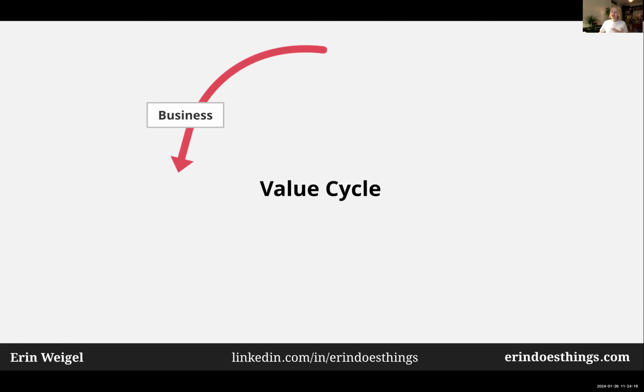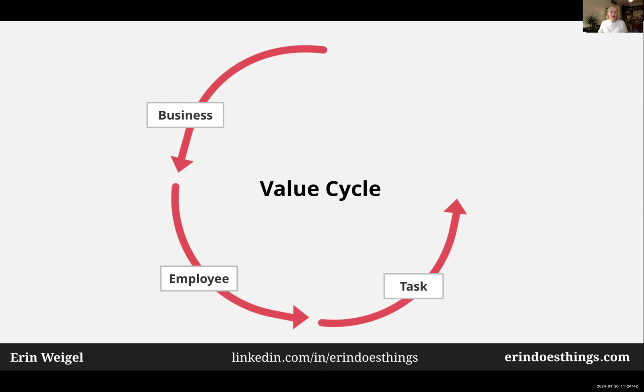So the value cycle is a very common concept within business where businesses get funded by investors. They have seed money, and that's the value that they give to employees. They have employee value propositions. They transfer value in ways of benefits, salary, purpose, all that kind of stuff that motivates employees to do tasks, basically.